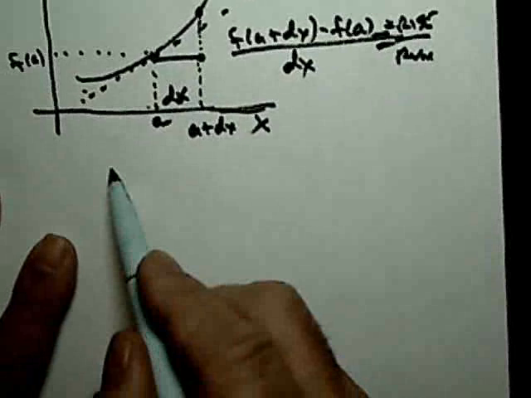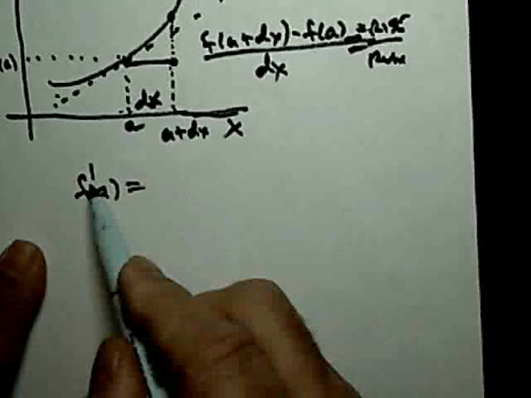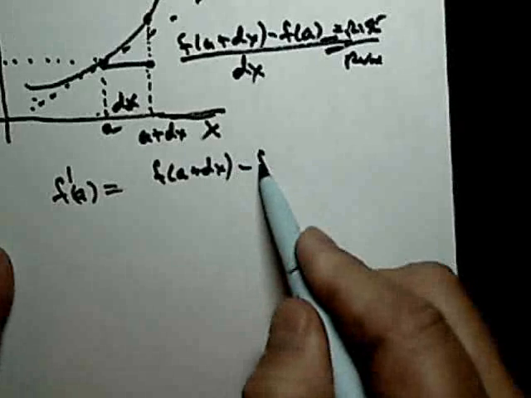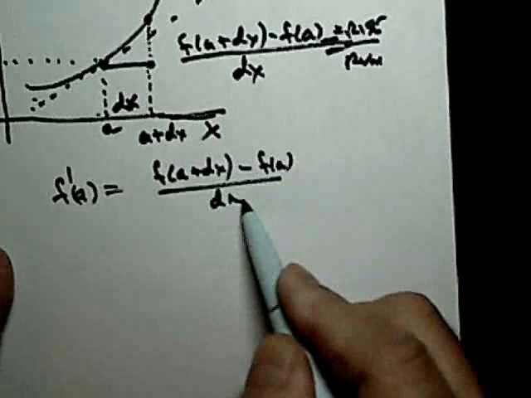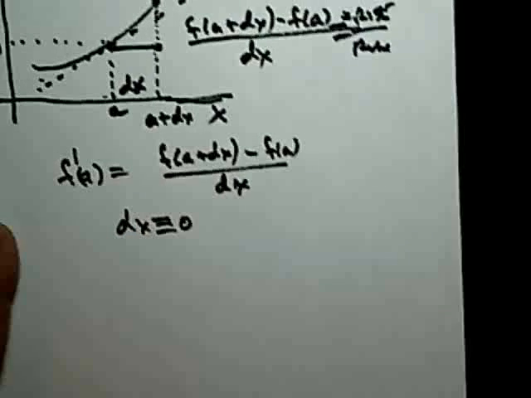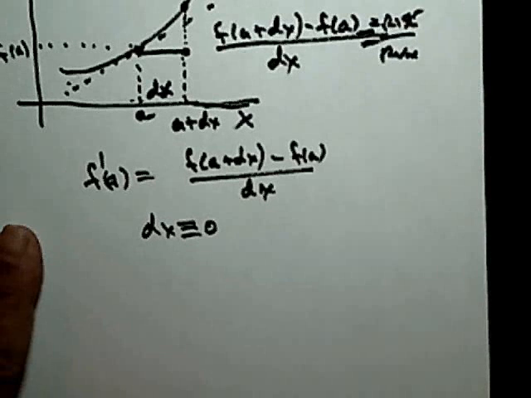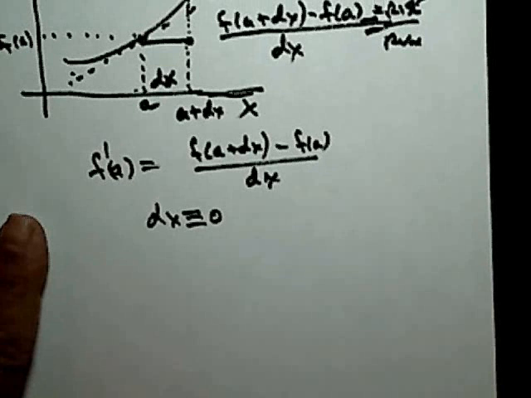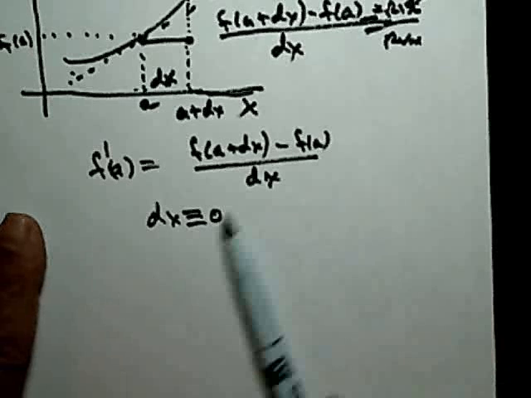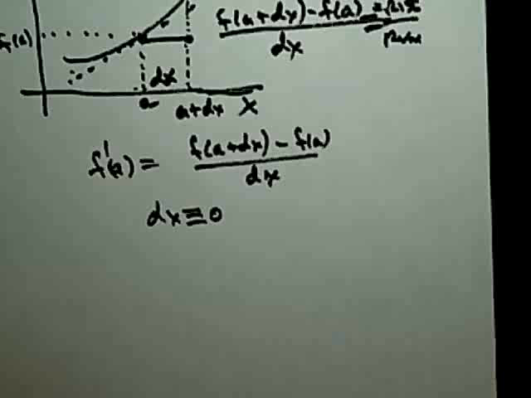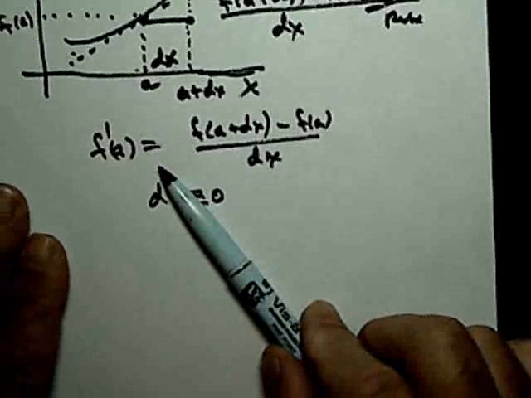So f prime of A can be thought of as f of A plus dx minus f of A divided by dx, assuming that dx is essentially zero, very, very small. Now, this is an intuitive definition, and it's easy to take a calculator and calculate derivatives now for specific functions. But of course, to make all of this completely rigorous, so this equal sign, it does take some mathematical machinery, which we do discuss in the calculus course that we give you.